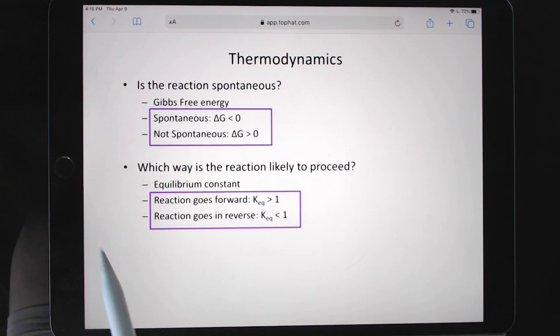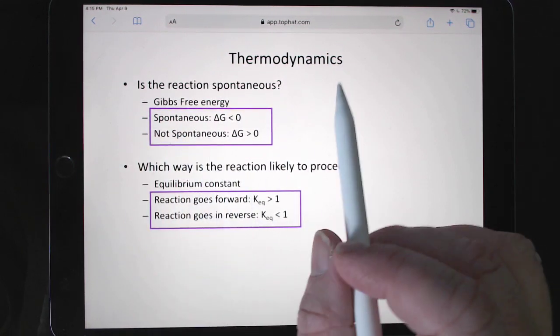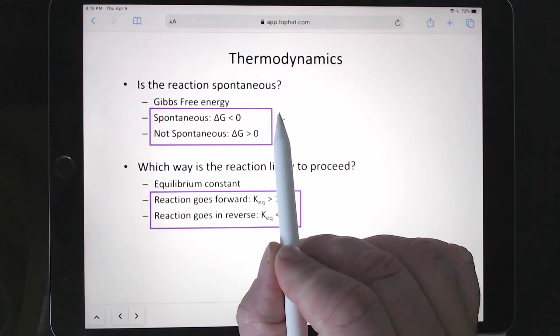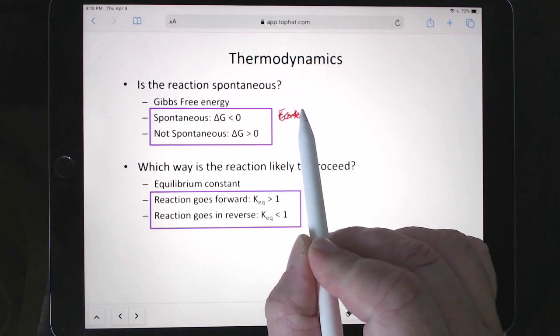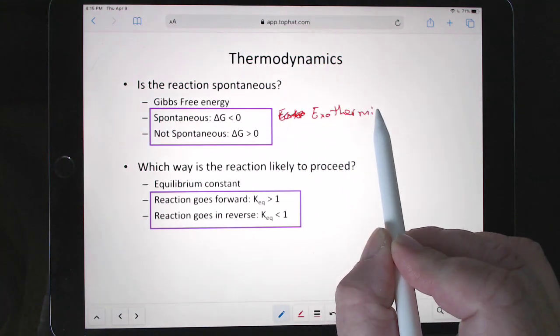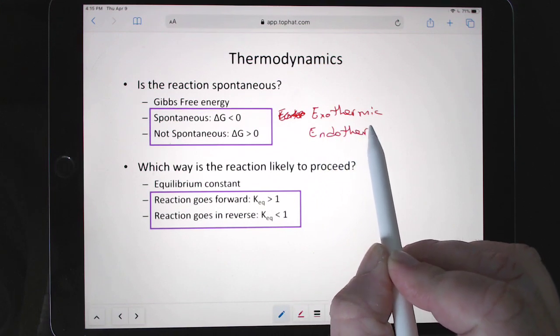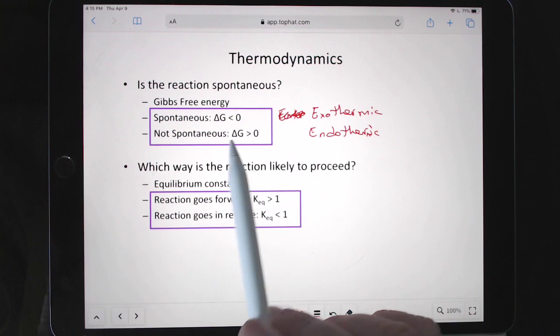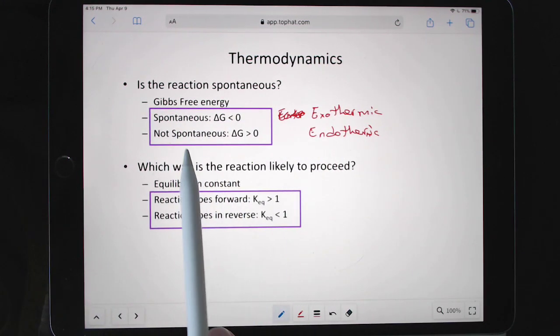Now, as far as thermodynamics go, what you need to know is spontaneous versus non-spontaneous. You could also think of exothermic versus endothermic. Spontaneous means it drops in energy, it releases energy, or you could have non-spontaneous, where it has to go up in energy.